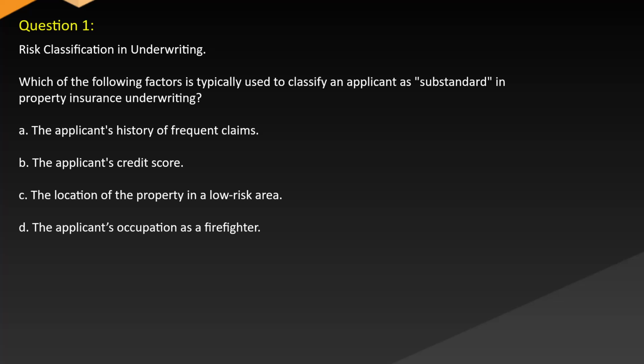Question 1. Risk classification and underwriting. Which of the following factors is typically used to classify an applicant as substandard in property insurance underwriting? A. The applicant's history of frequent claims. B. The applicant's credit score. C. The location of the property in a low-risk area. D. The applicant's occupation as firefighter.